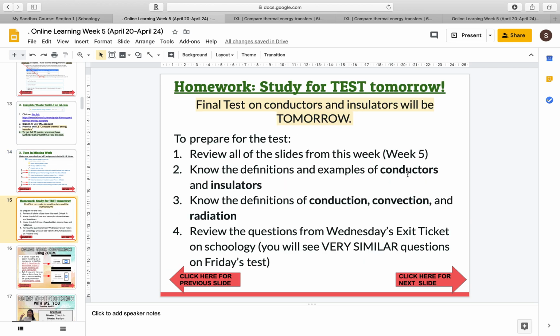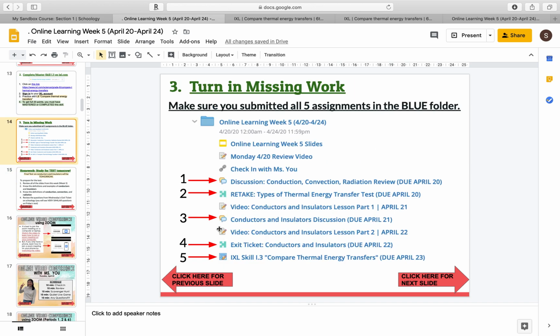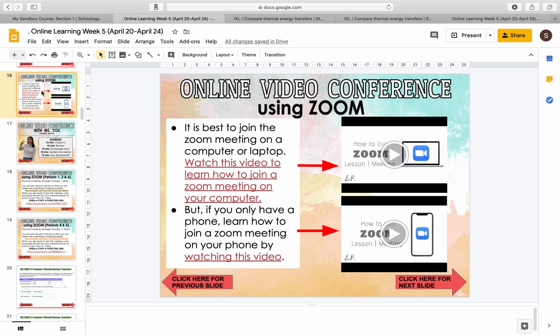You have to know these words: conductor, insulator, conduction, convection, and radiation. And like I said, tomorrow's test is going to have very similar questions to Wednesday's exit ticket, to the exit ticket that you did on Wednesday, this one, number 4. So you should go and check your question and answers to this exit ticket so that you can do well on tomorrow's test. Now, I hope that I see you on the Zoom meeting.